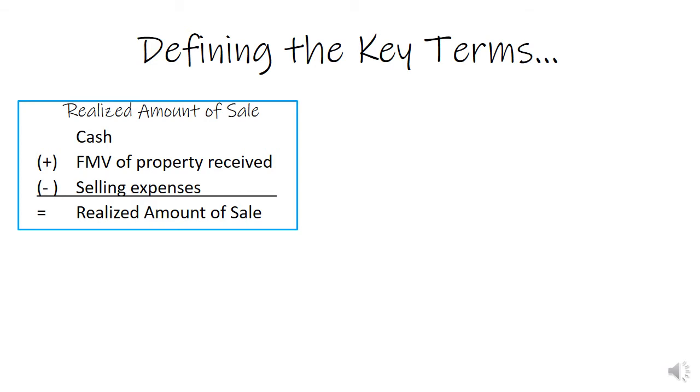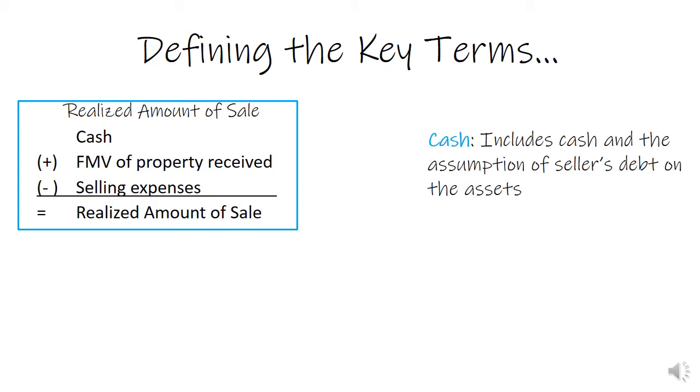Now let's look in a little more detail at what goes into the realized amount of sale. There's the legal tender that's given in exchange for the property. Now this can include actual legal tender, or it can include the assumption of the seller's debt on the assets.